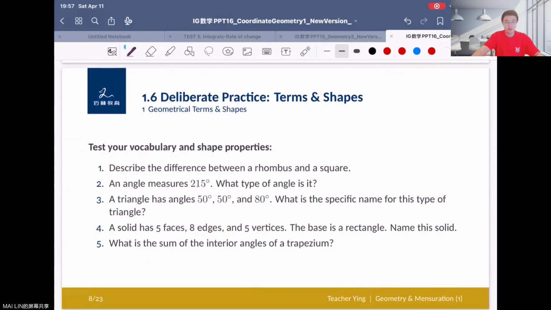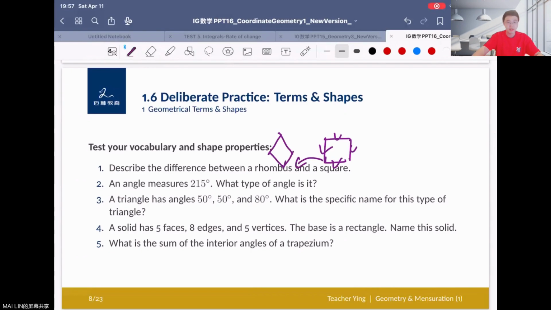For the first problem, it asks you to describe the difference between a rhombus and a square. A square is just like here, four sides equal to each other, and all the angles are 90 degrees. That is a square. And for a rhombus, here is a very important property: not all the angles have to be 90 degrees. So we can say a square is a rhombus, but a rhombus is not a square. A square is a very special kind.